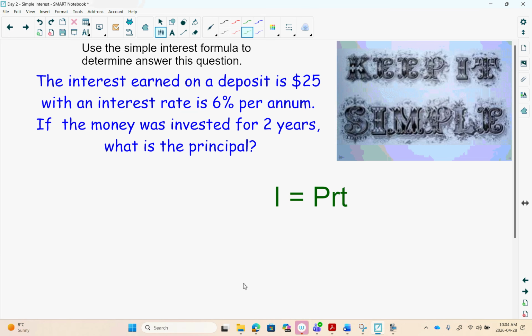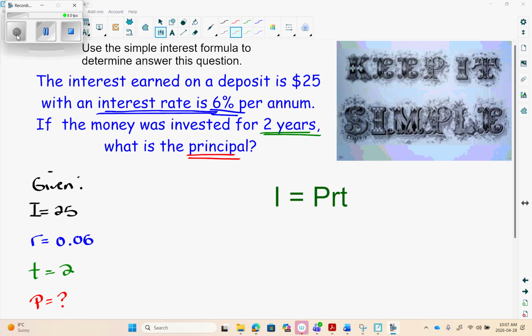Try this one on your own. I'll pause the video. You guys can try it on your own. We'll correct this, and then you can go to work on some sheets. It's back online.